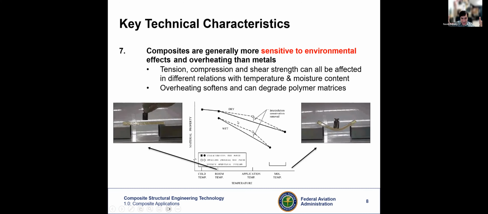So to understand this dynamics, you end up testing the materials at different environmental conditions, at wet conditions, at hot and wet conditions, at cold conditions, at room temperature conditions. So you have to come up with a matrix of temperature and humidity and expose the material to those conditions before testing it.